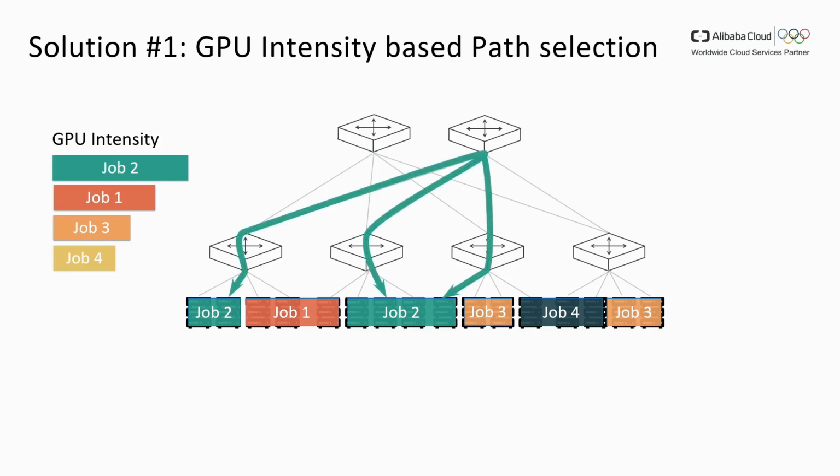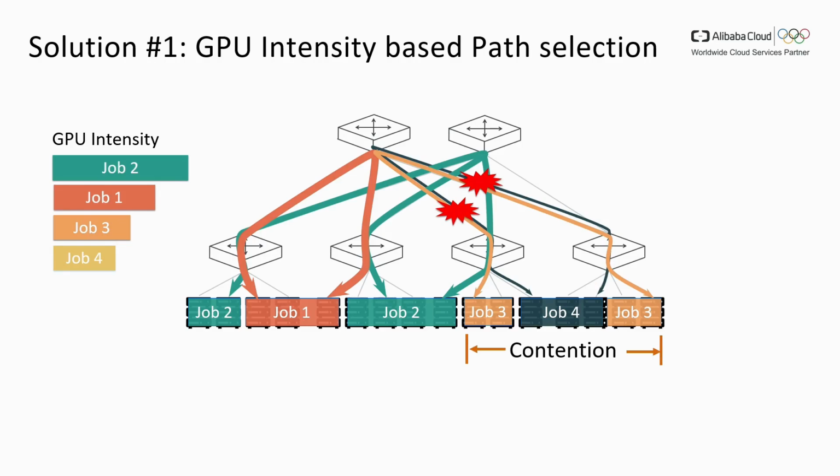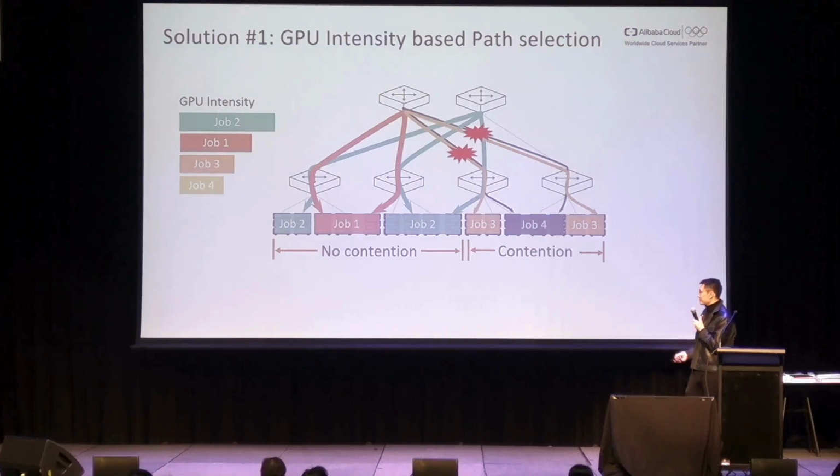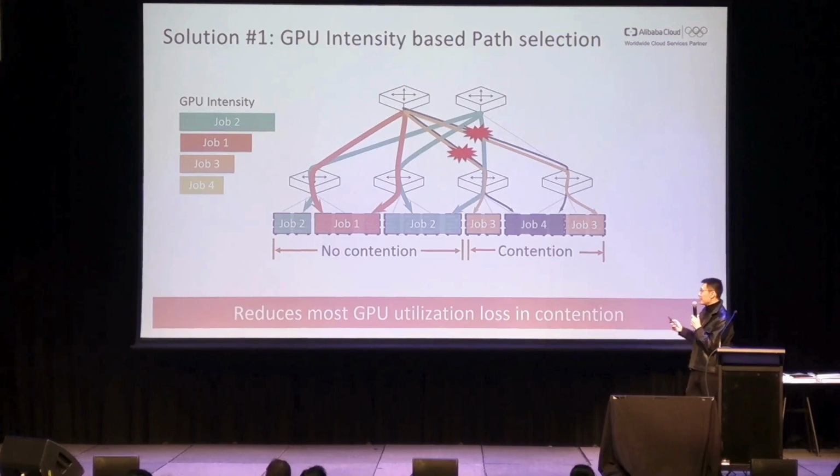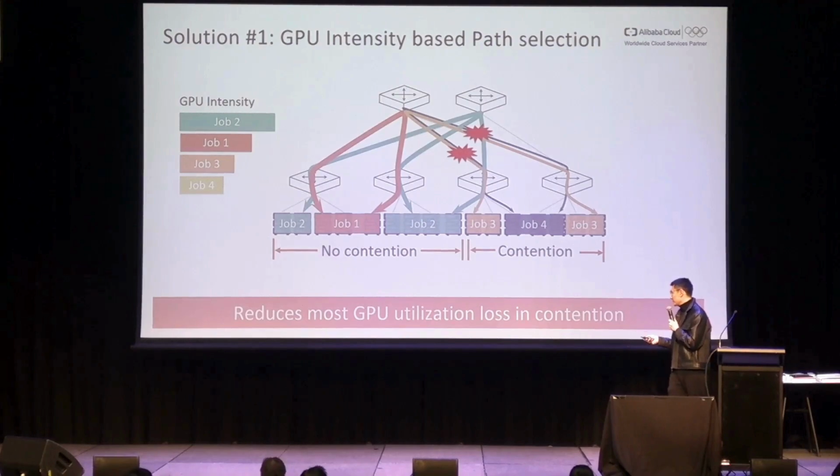For example, we can select an idle path for job 2, and then select different paths for job 1 and job 3. As for job 4, there are no more idle paths, but we can still select the most uncongested one. We can see that this strategy does not avoid all communication contention, but it encourages high GPU intensity jobs to select different paths from each other. In this example, job 1 and 2 are assigned different paths. They are 2 high GPU intensity jobs. So this strategy can reduce most GPU utilization loss in contention.